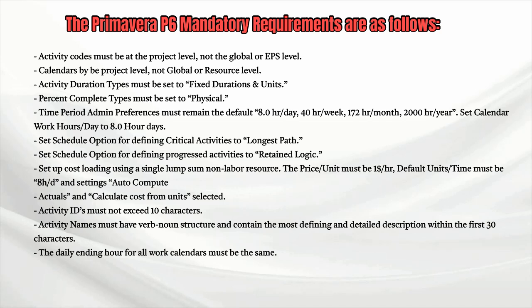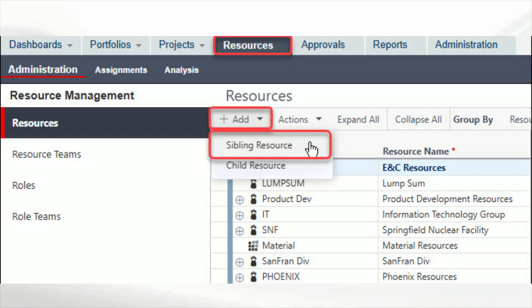Activity IDs must not exceed 10 characters. Activity names must have verb-noun structure and contain the most defining and detailed description within the first 30 characters. The daily ending hour for all work calendars must be the same. Be aware that in the line item hours above, auto-compute actuals and calculate cost from units are selected. There appears to be a typo in UFGS 01 32 01.00 10 that says these options are unselected.